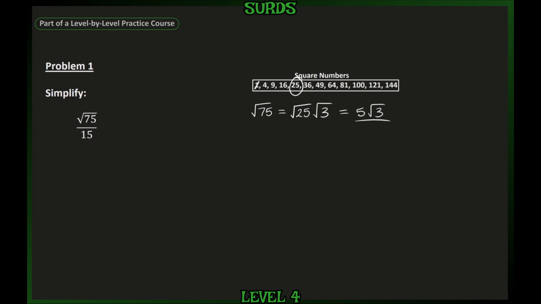So replacing the square root of 75 in our fraction with 5 root 3, we have 5 root 3 over 15. Now 5 and 15 can both be divided by 5, so we can simplify this further. So if we divide the numerator and denominator both by 5, this becomes, well, 5 divided by 5 is 1, so our numerator is just 1 root 3 or root 3, and 15 divided by 5 is 3. So root 3 over 3 is our final answer to problem 1.